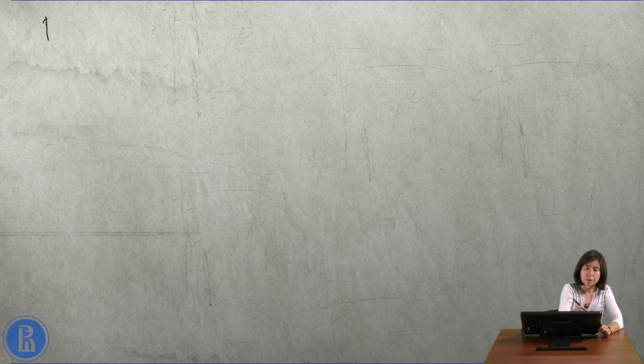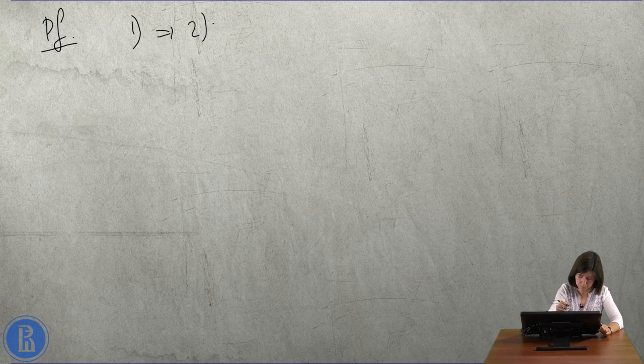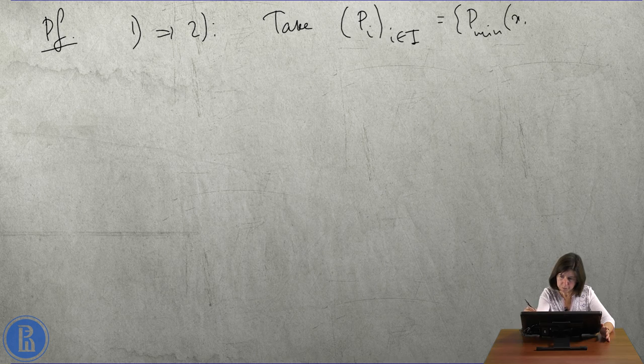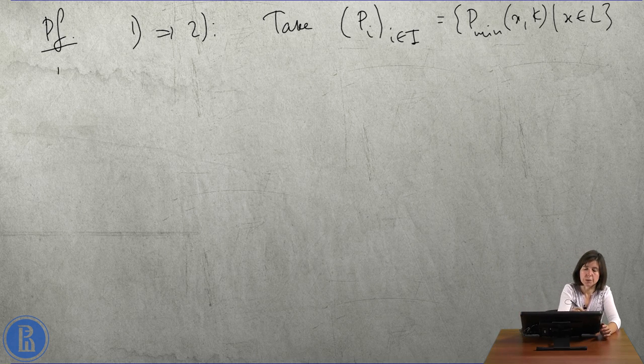So let me prove this theorem. 1 implies 2. We just take the family P_i of minimal polynomials of all elements of L. Then L is a splitting field of this family.